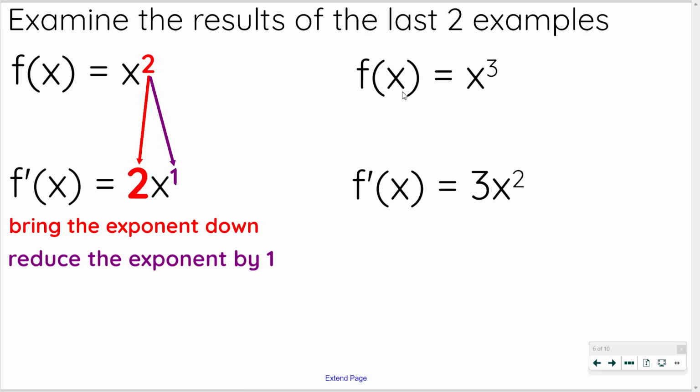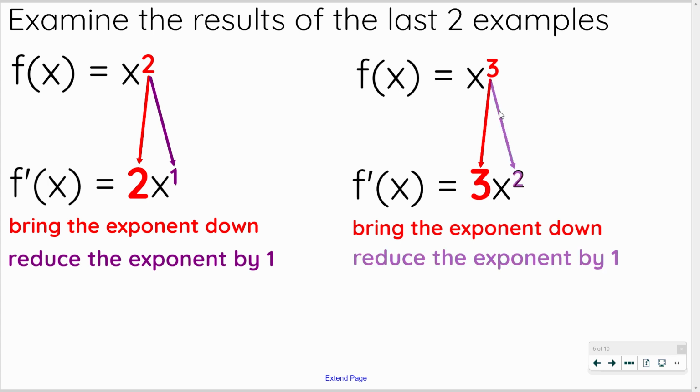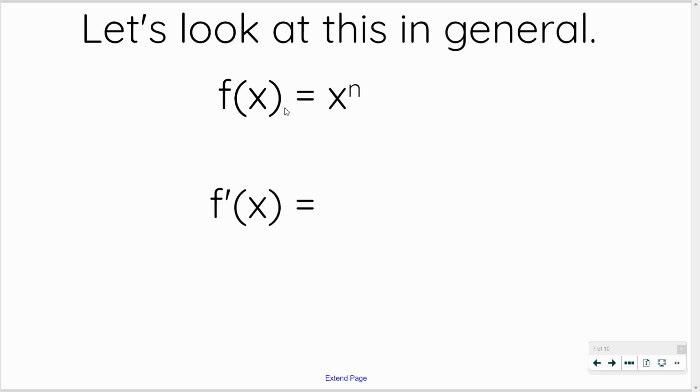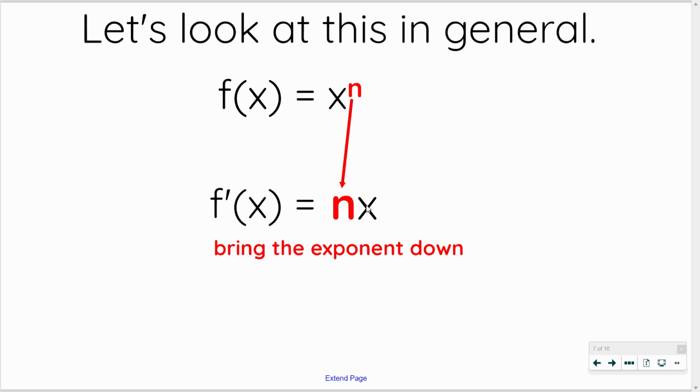Let's see if the pattern works over here. So f of x was x cubed. Here is the derivative. So bring the 3 down. Yep. Decrease my exponent by 1. Yes. So I see a pattern here. So let's apply this pattern in general. If I have a function f of x equals x to the exponent n, what is the derivative? Follow the pattern. Let's bring the exponent of n down, so n times x, and decrease your exponent by 1, to n minus 1.